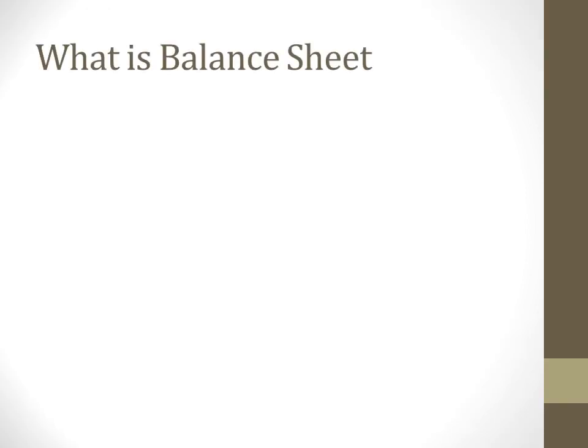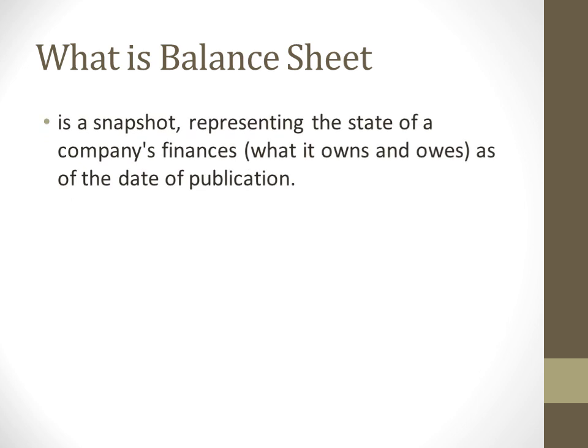So, what is balance sheet? Balance sheet is a snapshot representing the state of a company's finances, what it owns and owes. What it owns are usually the assets, the cash, the property that the company uses, and what it owes are usually liabilities, and the one who pays. As of the date of publication, because the balance sheet shows the financial position of the entity from where it started up to the date of its reporting. Okay? In some books, balance sheet is also called statement of financial position.